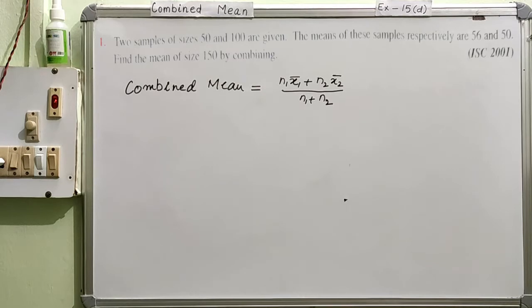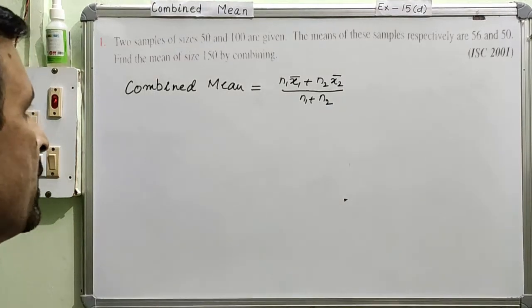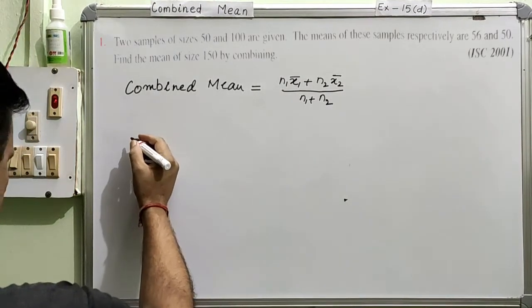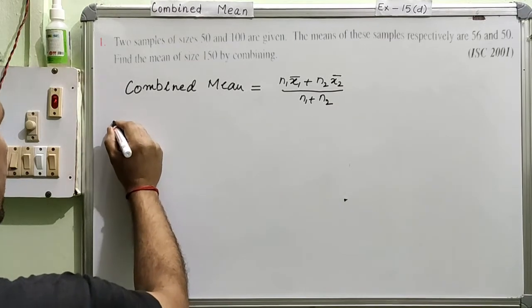So here we are given the values of n1 and n2, right? And then we are also given the means. That means we are also given the values of x1 mean and x2 mean. Clear? Now we just have to find out the mean of the size 150 by combining. So we have to find out the combined mean, right? So first of all, we will note down the information. Question number 1, solution.